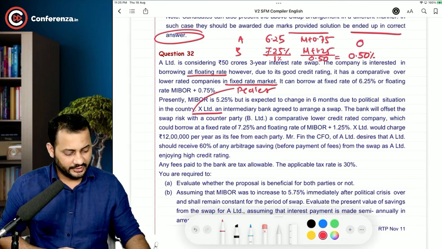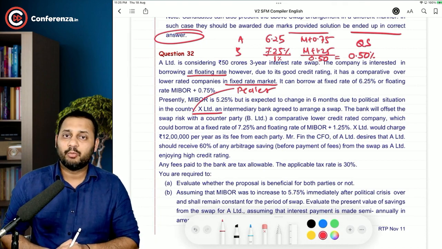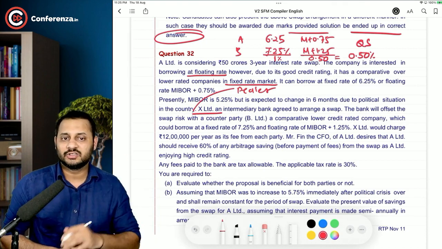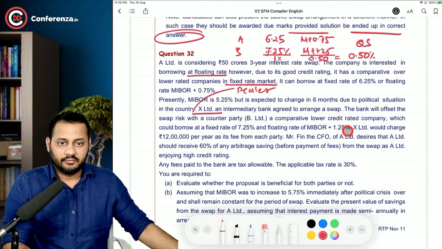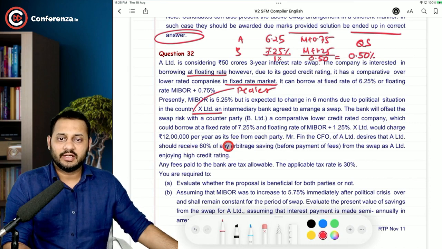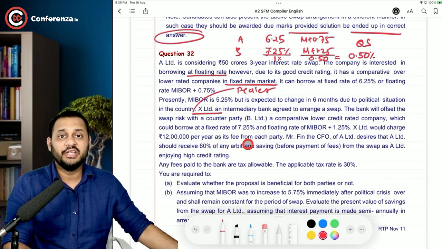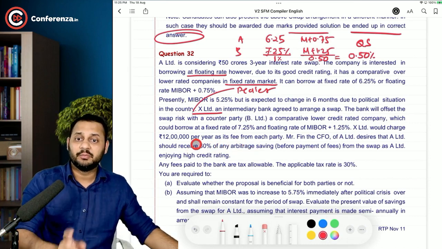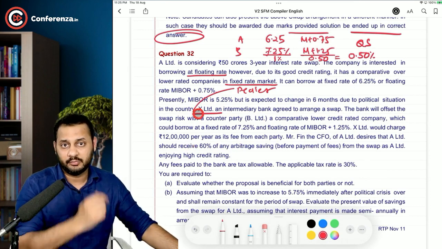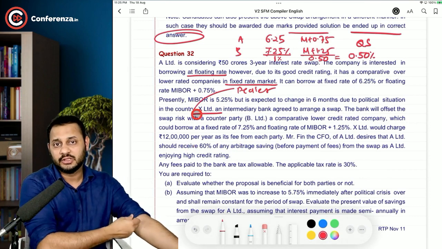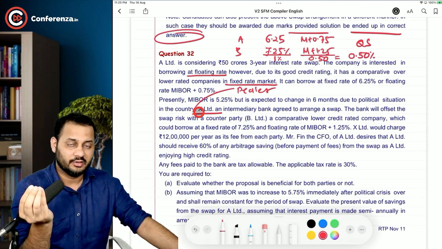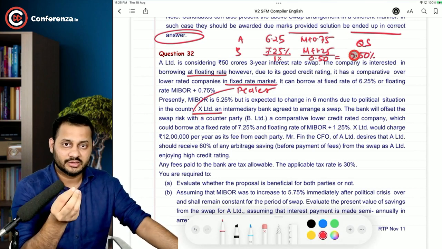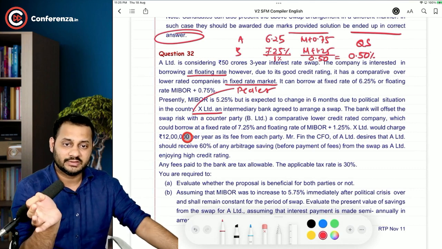So this is the quality spread, or we can say the possible gain from the swap. Okay. We are here right now. X Limited would charge 12 lakh rupees per year as its fee from each party. From each party, the commission amount will be 12 lakh for X Limited. Just understand, this is huge. In the previous question, it was 0.25% which would have been paid from this. But now this is given in terms of rupees.